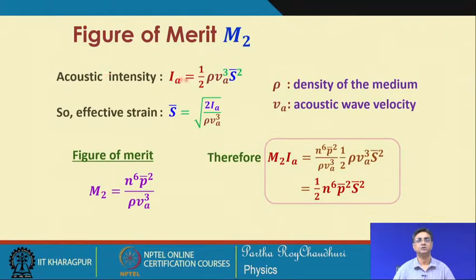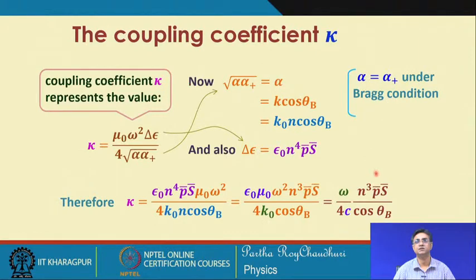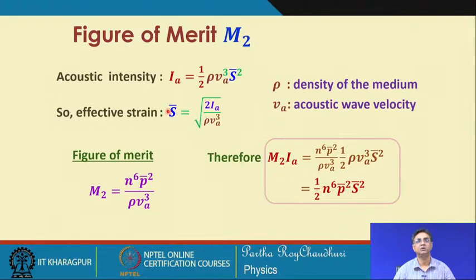So, that is the acoustic intensity. In terms of the effective strain, we can revert back and write this expression in this form, twice I a by rho V a cube. That is again very useful, because we will have the coupling coefficient in terms of this effective strain. So, that is really useful.